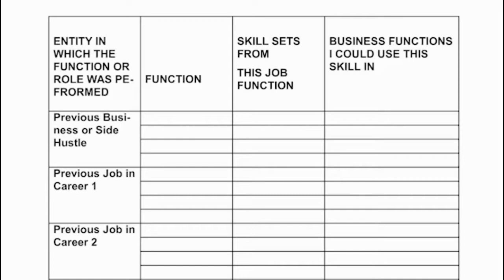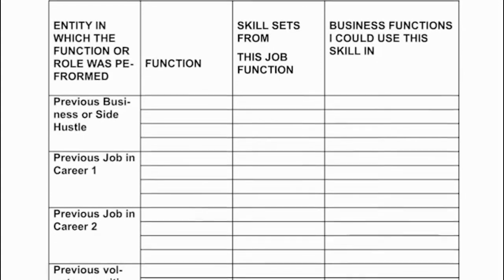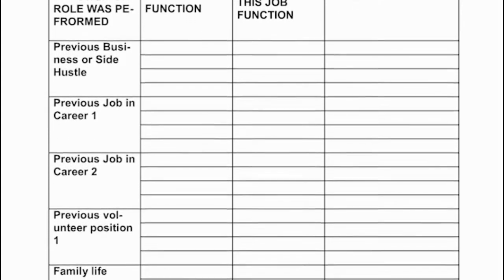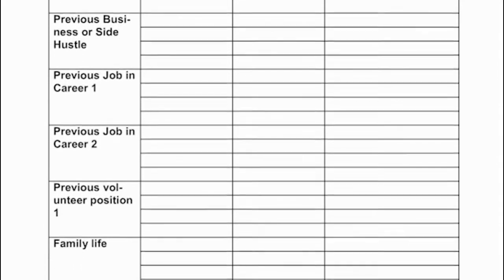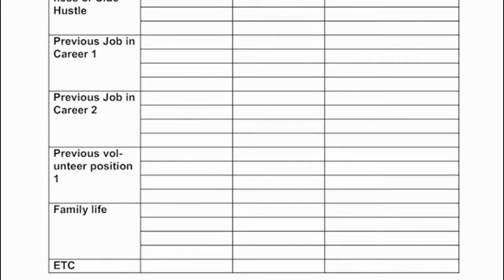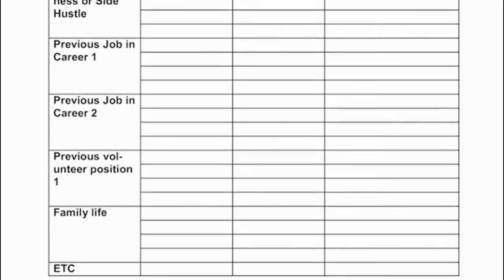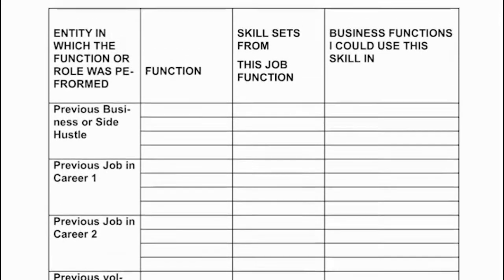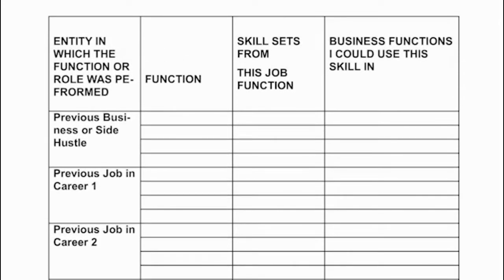So you can say for column 1, for instance, previous business. You leave some spaces to insert, and then you can do the second row, and that column can be previous job in career 1, previous volunteer positions, family life. You get the idea. So just look at various areas of your life in which you have performed different roles. You can imagine when you look at what you do as a parent, there's a lot in that too. So the entity in which you perform the role, you say it's from a business, from a career, from a personal life.